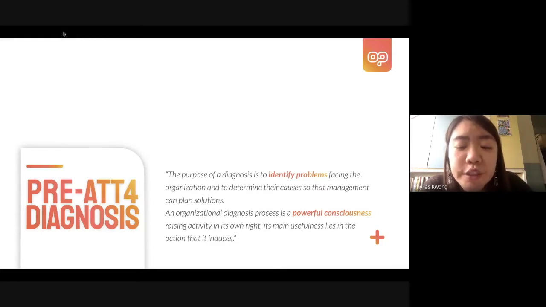activity, which is in its own right, and its meaningfulness lies in the action it induces. So pre-attrition is very important to help us to find the problem.